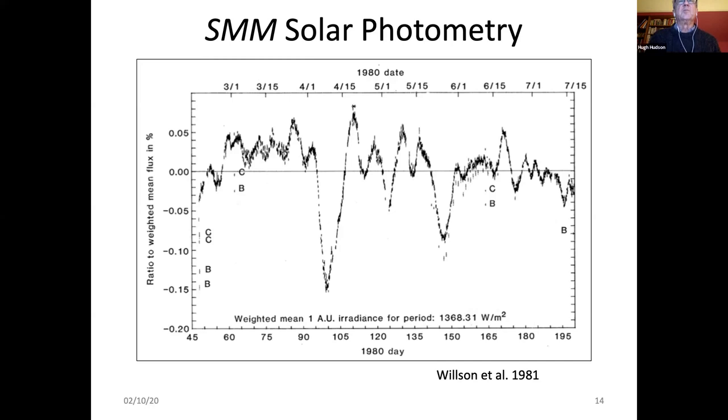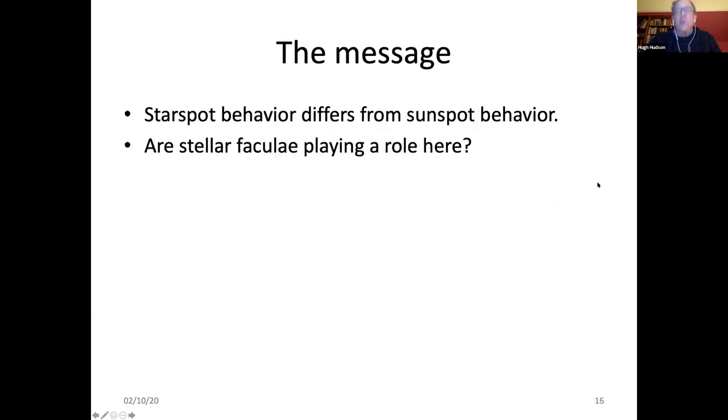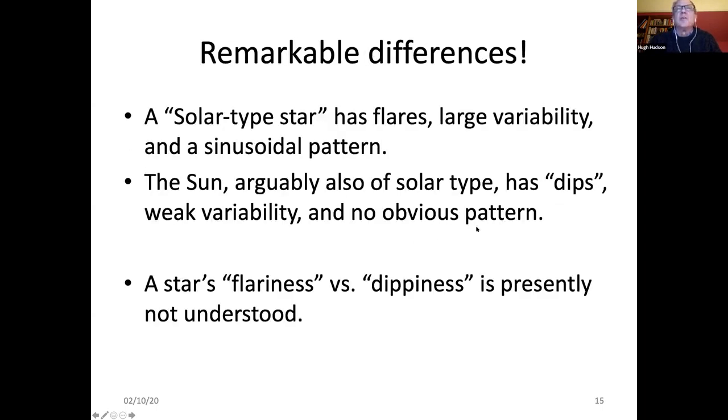So why is this interesting? It is because of the remarkable differences. This solar type star that I showed you initially has flares, positive excursions. It has large variations. It has this sinusoidal pattern of variability. The sun, which is also of solar type, has just the opposite. It's got dips, not positive but negative excursions. It's got weak variability, and it has no obvious pattern to it. So this is what I would consider flariness versus dippiness.